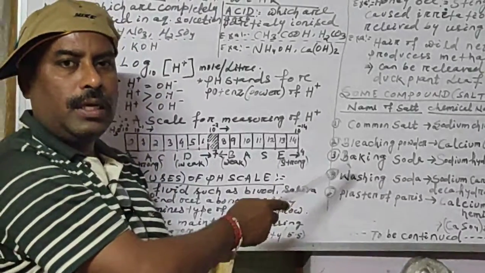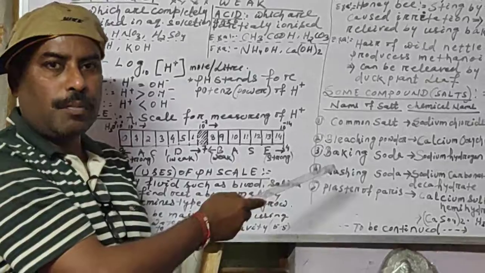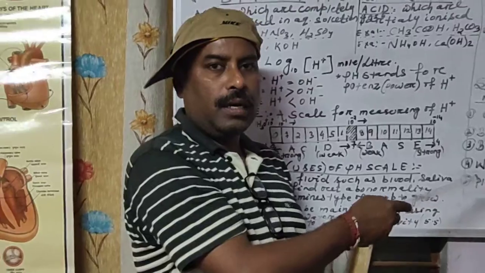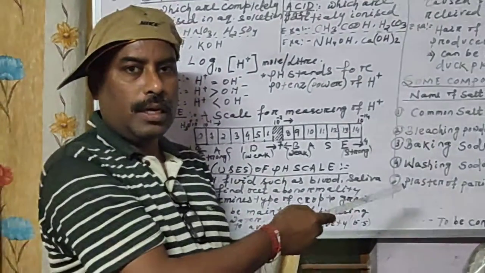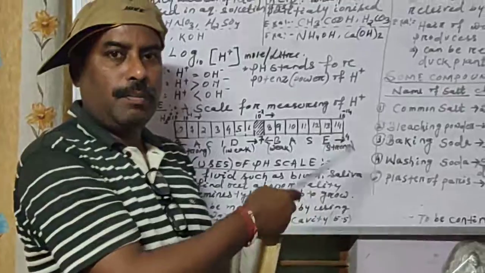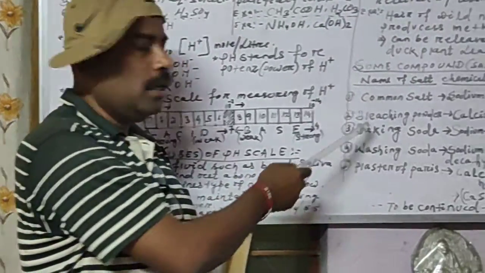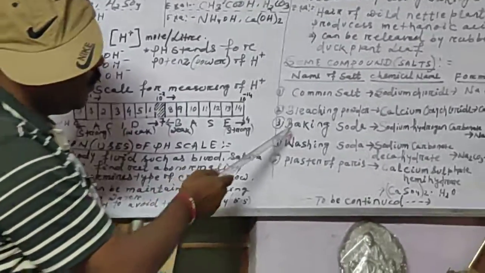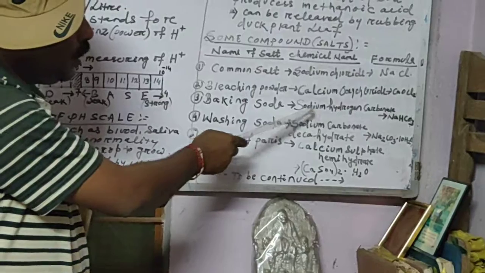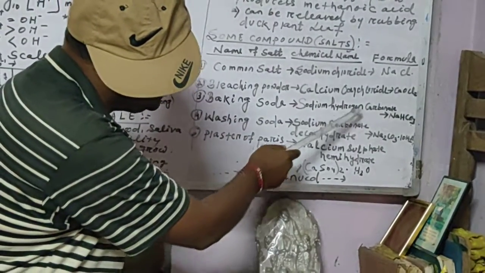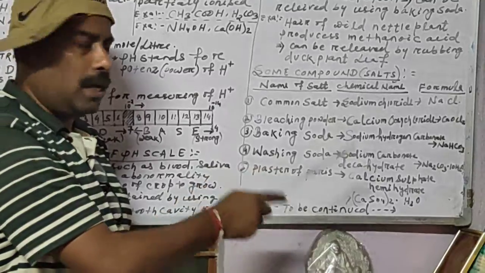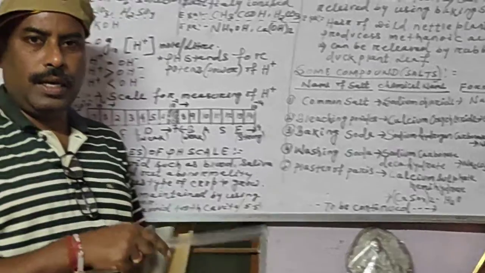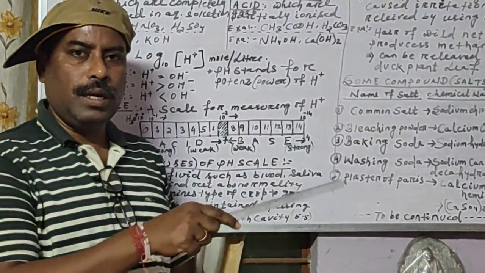Third, another type of salt is known as baking soda. Generally we use this in our kitchen for making pakoda, dhokla, parotha, idli, dosa, to make them soft and spongy. And in the bakery industry they use baking soda for breads and cakes, to make them spongy and soft. The chemical name of baking soda is sodium hydrogen carbonate, and the formula is NaHCO3.